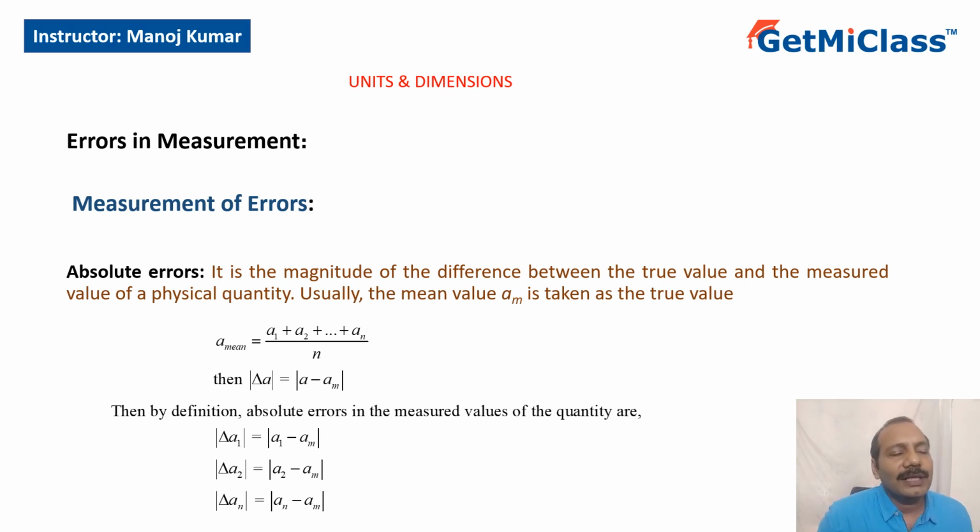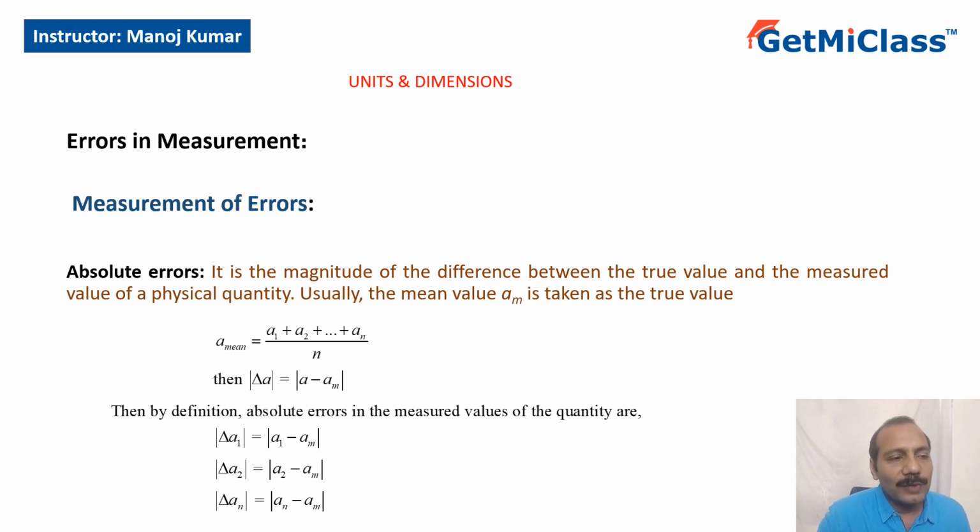Now, what are the various ways of measuring errors? The first way of measuring errors is called absolute error. It is the magnitude of difference between the true value and the measured value of a physical quantity. True value is considered to be the correct value of measurement, and the actual value of the measurement that is given, the difference between both of them is called absolute error.